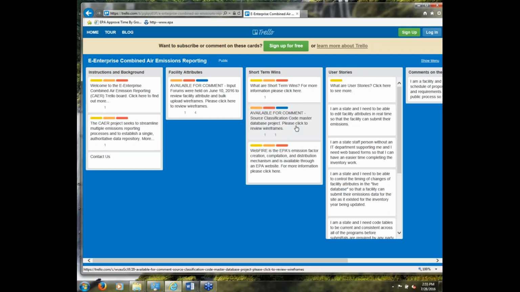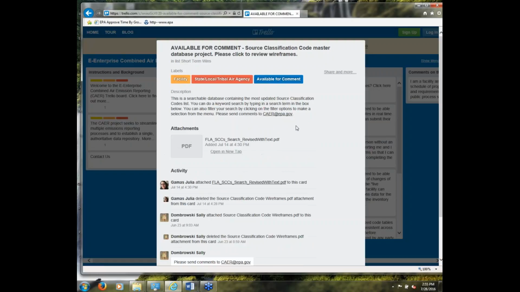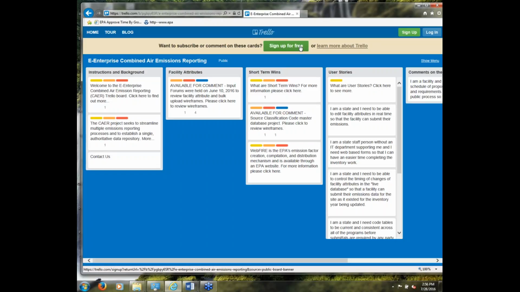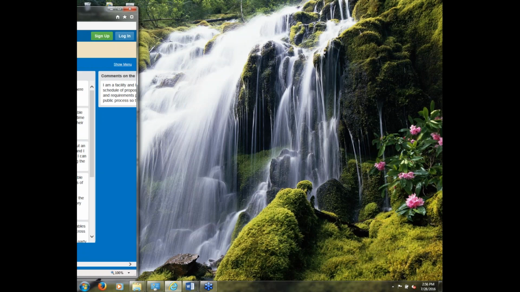And to open these cards, all you need to do is click on them and up pops more information. Here's the wireframe PDF here in the middle of the card that you could open and take a look at. If you sign up for Trello, then you'll also have the ability to comment on the cards and subscribe to the cards, which means you would get notified when changes are made to a particular topic that you've subscribed to. All right, so that's all I'm going to show on that.